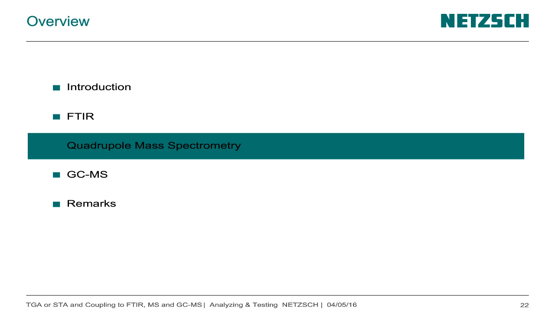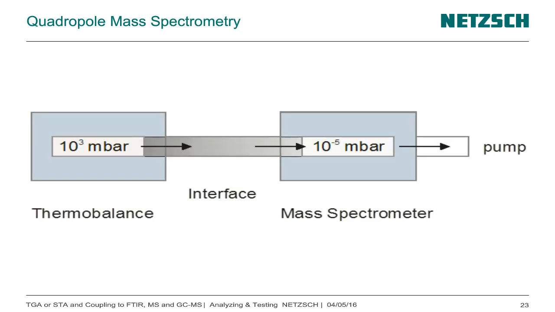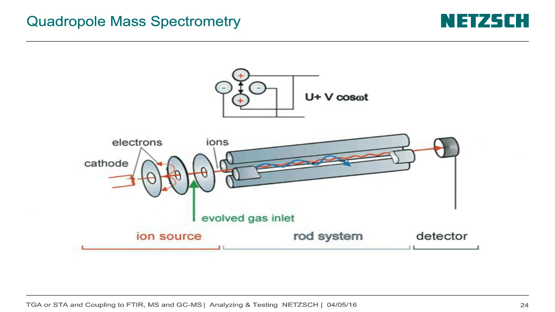about mass spectroscopy. In the mass spectrometer you must make a pressure reduction, and you can do it with an interface, because in the thermal balance you are in the normal pressure range and you have to go down to 10⁻⁵ millibars in this region. When you are in the mass spectrometer, then you have your evolved gas inlet, your ion source, and your electron beam, and the electron beam makes the molecules to ions, and then the ions go to a quadrupole, to the rods, to the detector.